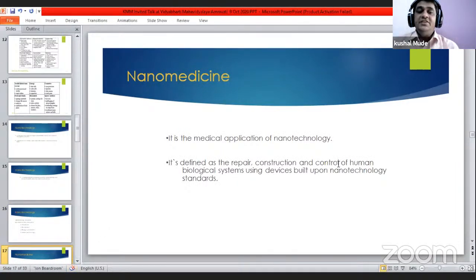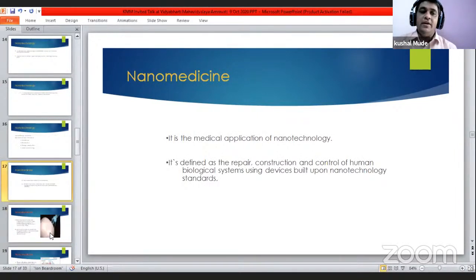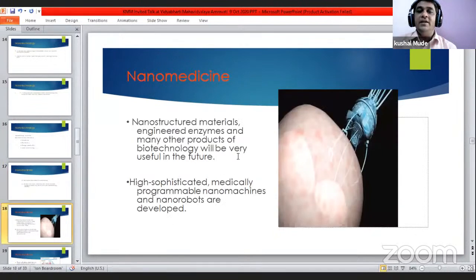Now, in the medical application of nanotechnology, it is defined as the repair, construction and control of a human biological system using devices built upon nanotechnology standards. See, as a physicist we can enter into chemistry, we can enter into the life sciences also. So the role of physics is very important. It has a very broad spectrum. This is useful in mathematics also. Even though this part is of the biological sciences, or we can say the life sciences, the principles and applications are very much related with physics. Now you know the ophthalmology field, in many operation techniques, they use the nano application.